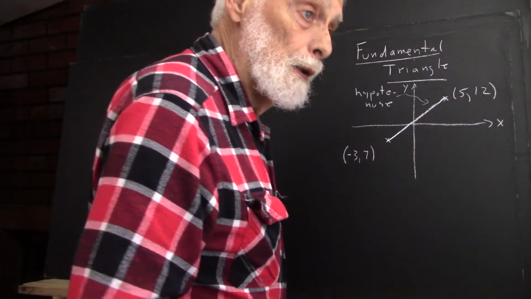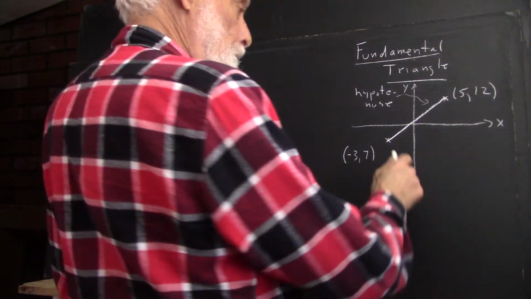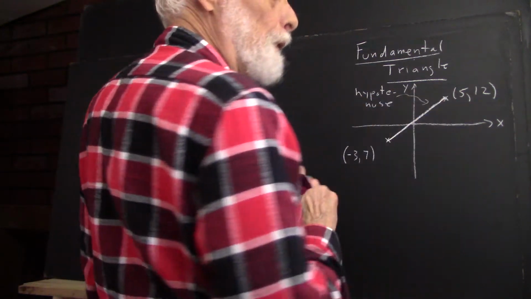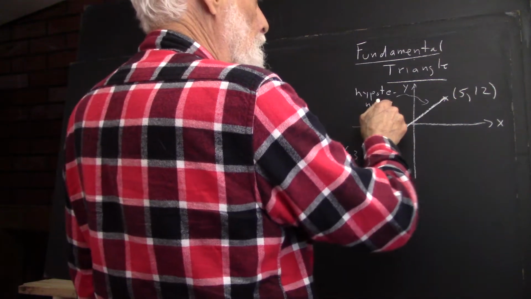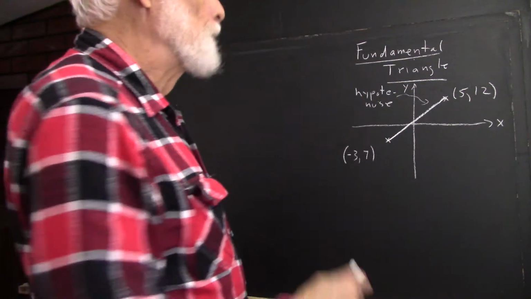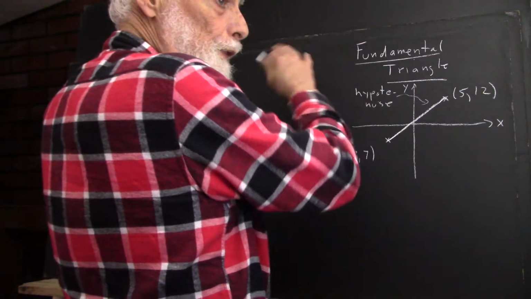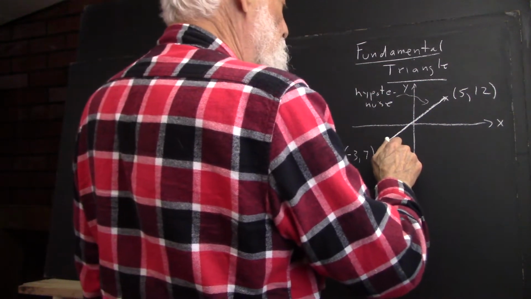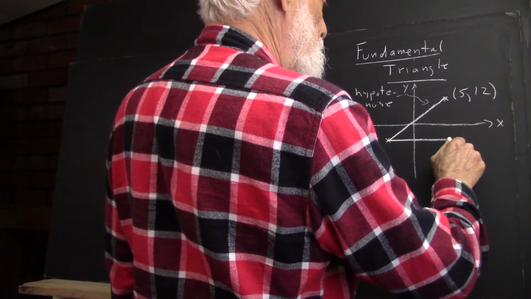You draw one leg parallel to the x-axis. Now that leg could start at this point or at this point. I'm going to start at this point because if I start at this point I have to go through the word hypotenuse, but there's no reason I couldn't have started at this point and put that word somewhere else. It doesn't matter which point you use, you draw a horizontal line.